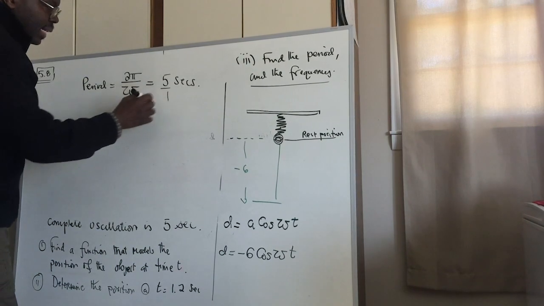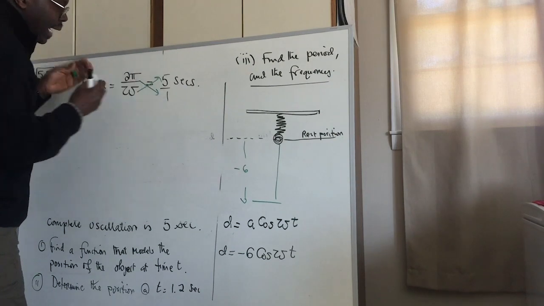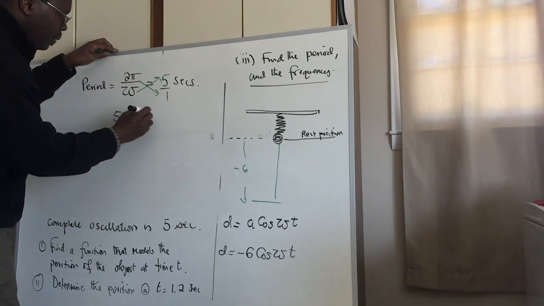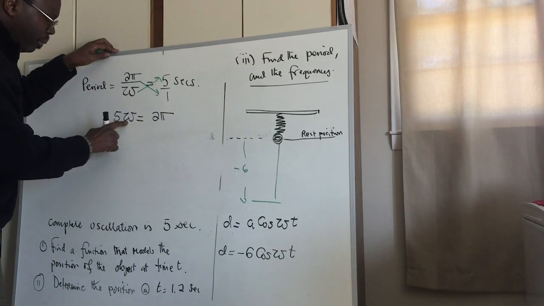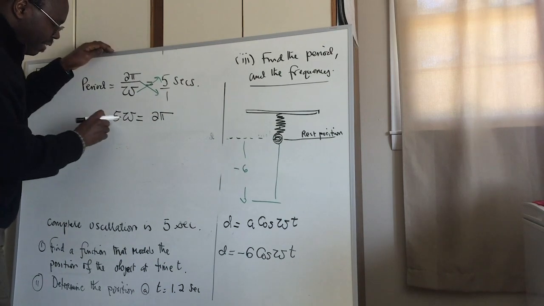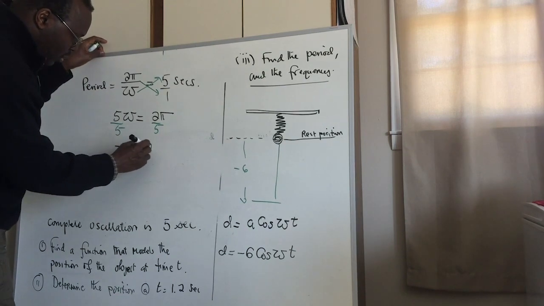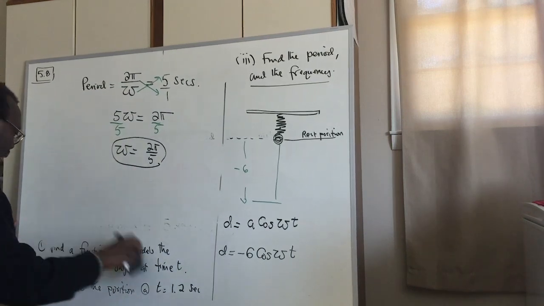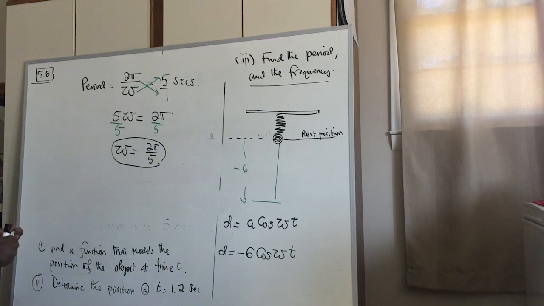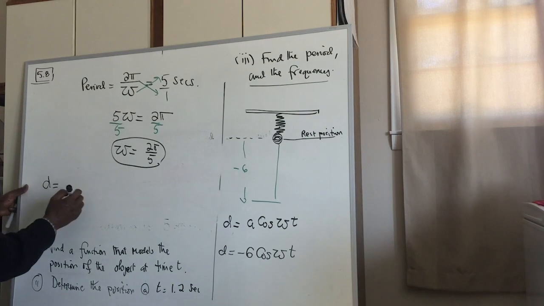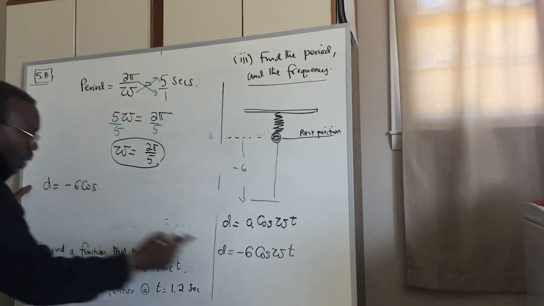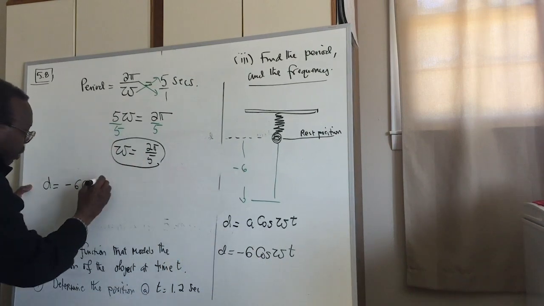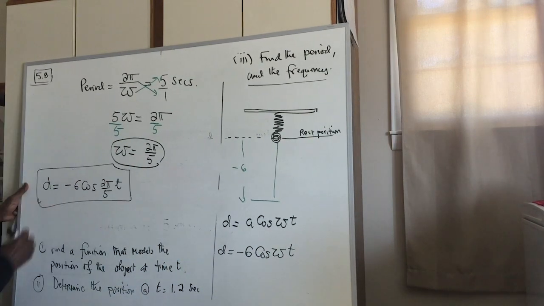We write this over 1 and cross multiply. 5 omega is equal to 2 pi. To find omega, we divide by 5. So omega is 2/5 pi. Now we can write the function that models the position of the object at any time. d is equal to negative 6 cosine of 2/5 pi t. That's what we wanted to get.